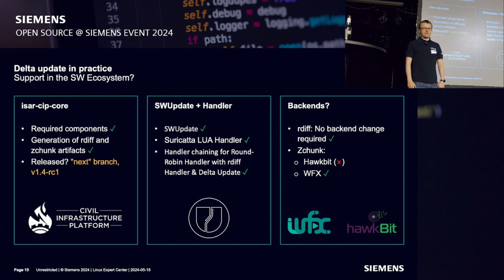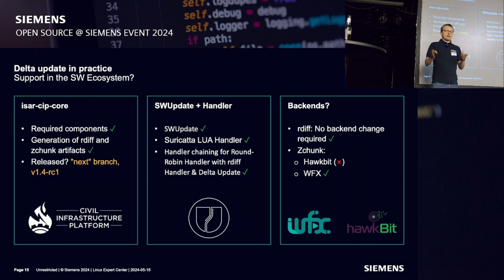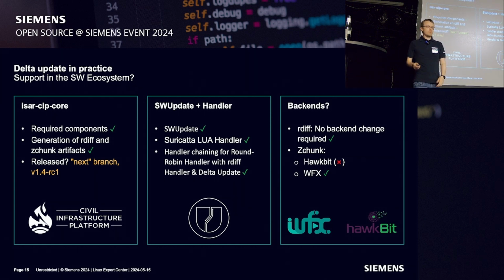How about using that in practice? So in the ISAR CIP core project, we already have all required components included. We support both the RDiff as well as the Z-chunk algorithm. It's not yet released, but we have it already on the next branch, and in the next release it will be included. But if you are interested, you can already use it today. From the SW update components, the SW update project itself has support for both RDiff as well as Z-chunk, which is good for the Yocto people. They are not using ISAR, but still they profit from that as we have it in SW update.